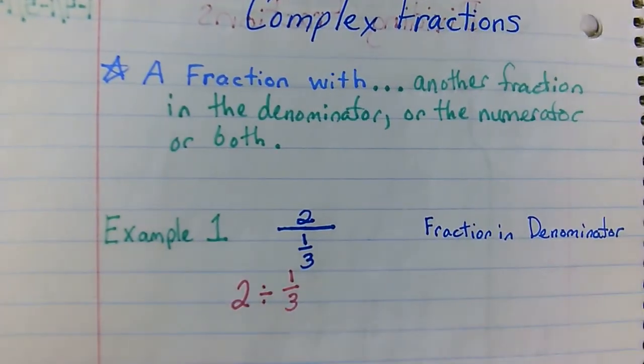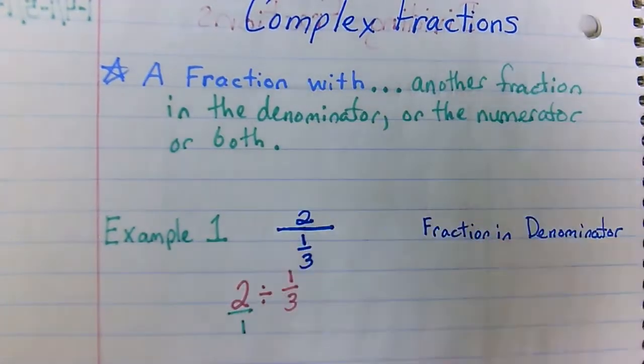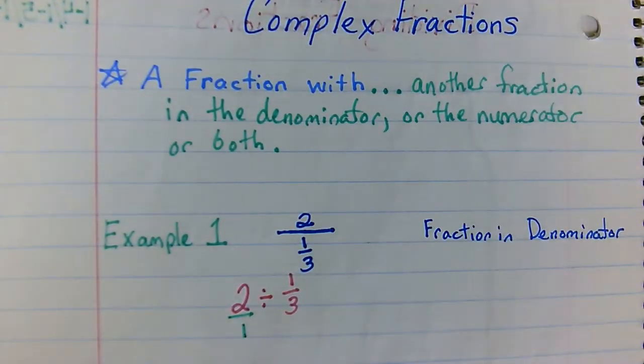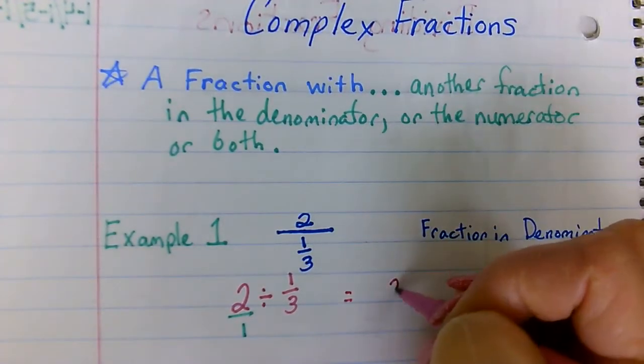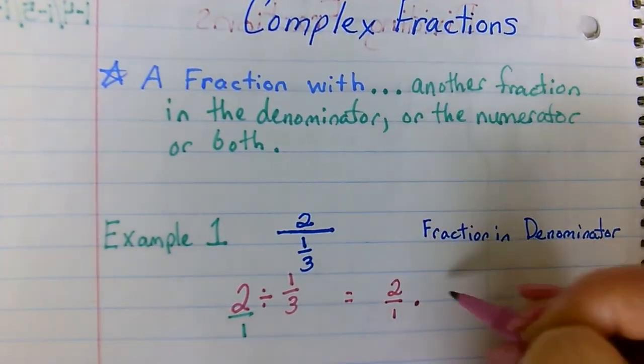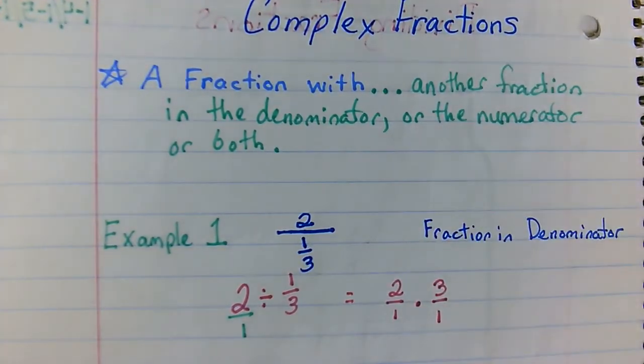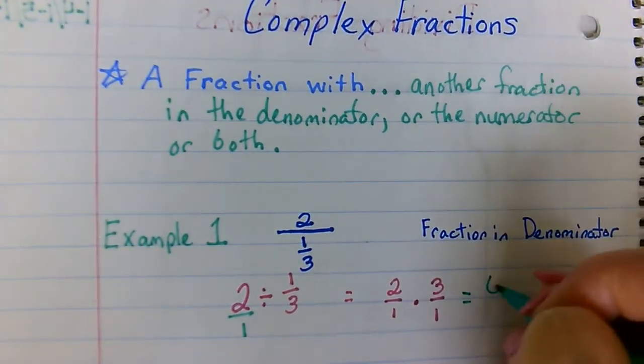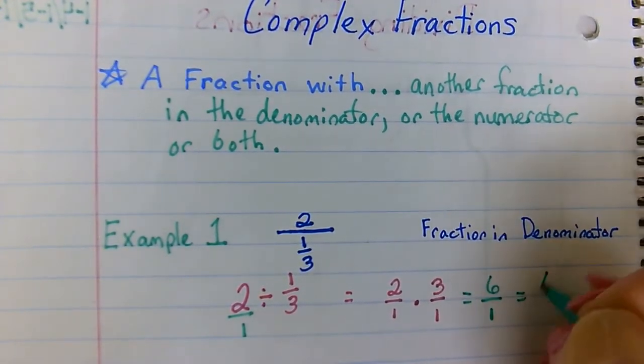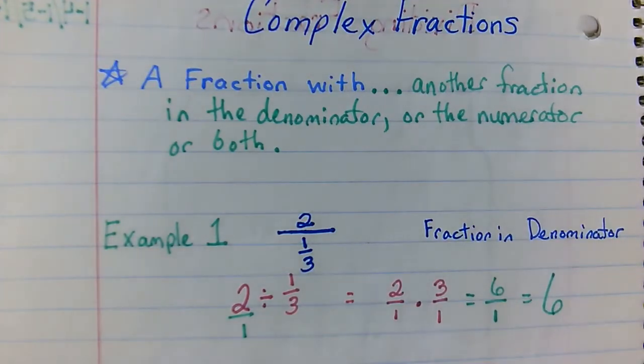So that means the same as 2 over 1, and then we will keep change flip. So I'm going to rewrite this problem as 2 over 1 times 3 over 1 and work it out. So 2 times 3 is 6. 1 times 1 is 1, and that simplifies to just 6 in this case. Let's look at example 2.